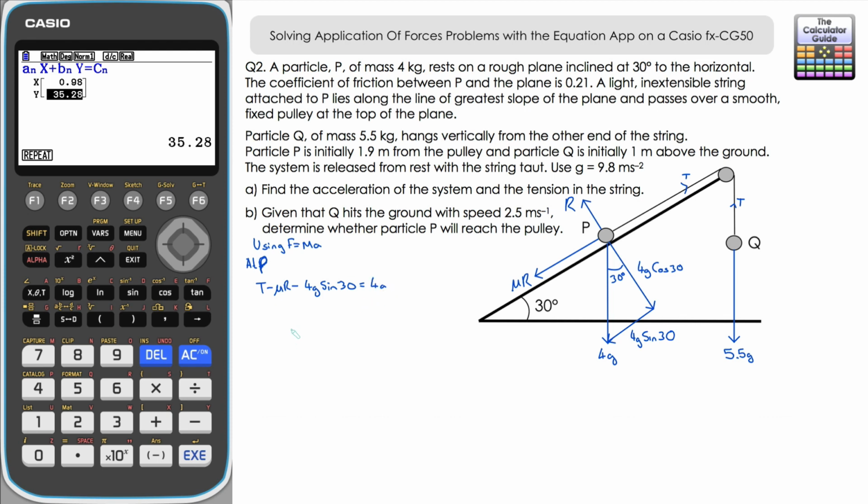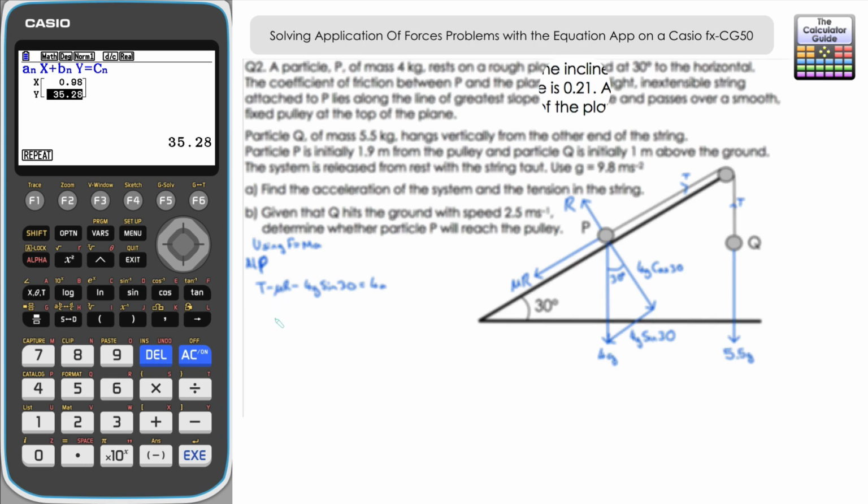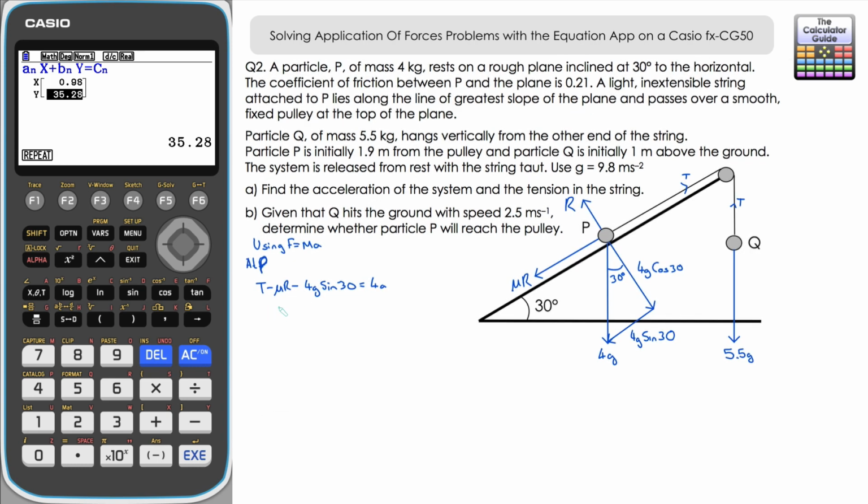Let's just take a moment now to work out what mu R will be in figures. We know that mu is 0.21, that's given to us in the question, and R will be, well, in this case, the only force which is working opposite R in the perpendicular direction there is the perpendicular component of the weight of P, 4g cosine 30.